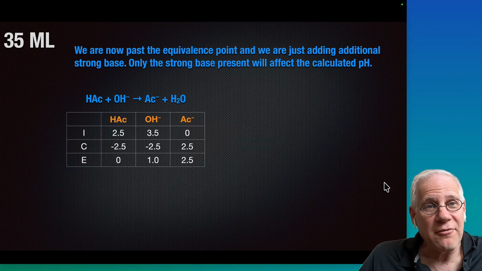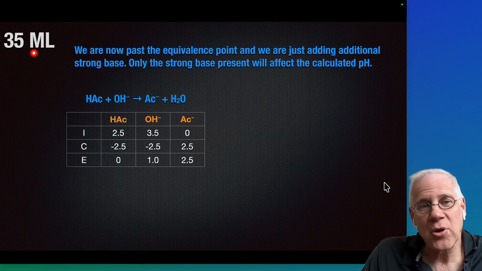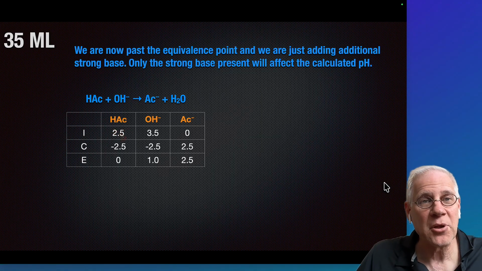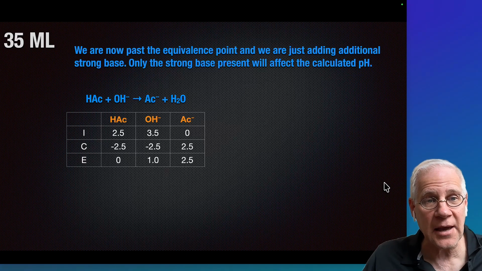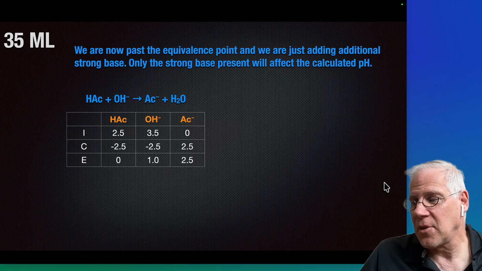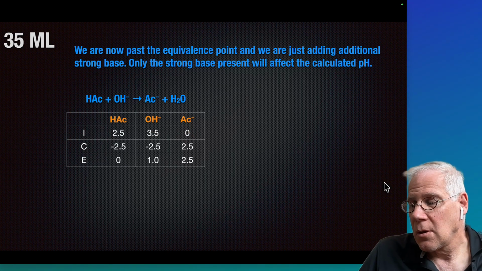So again, we start from the very beginning. We're going to add 35 milliliters of our strong base. We start with 25 milliliters of our acetic acid. So we have 2.5 millimoles of acetic acid, 3.5 millimoles of hydroxide, because you have 35 milliliters times 0.1, the concentration, so 3.5, and we have 0 millimoles of acetate at the very beginning.